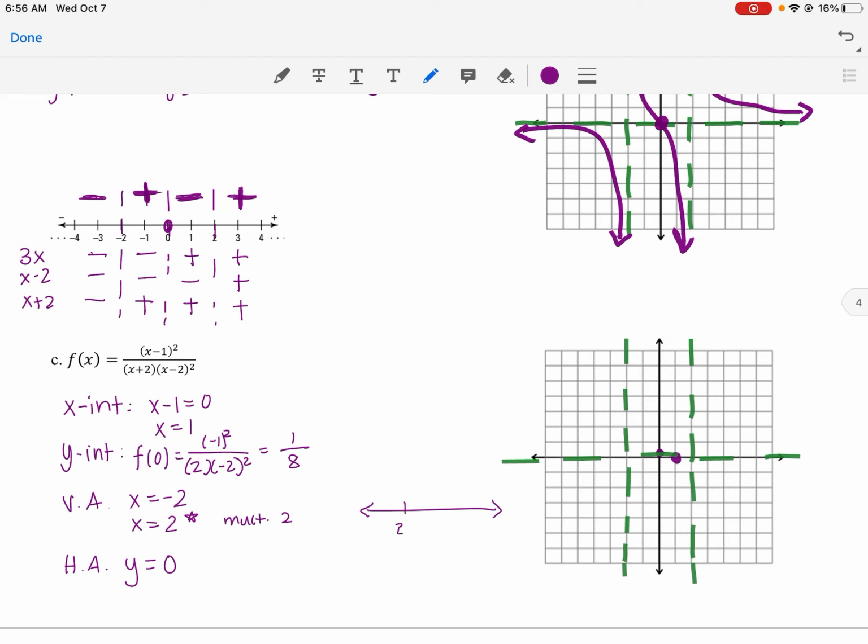So -2, 0, and 2 are on our number line. We've got x minus 1 squared, we've got x plus 2, we've got x minus 2 squared. Anything that's squared is going to be positive, so you don't even necessarily need to plug in numbers for these squared ones, right? So it's basically this x plus 2. When we plug in something like -3, it's negative. When we plug in something between -2 and 0, it's positive. If we plug in something like 1, positive, 3, positive. So notice it's only negative on this last part, and then we have positive, positive, positive, which is maybe not what you would expect.